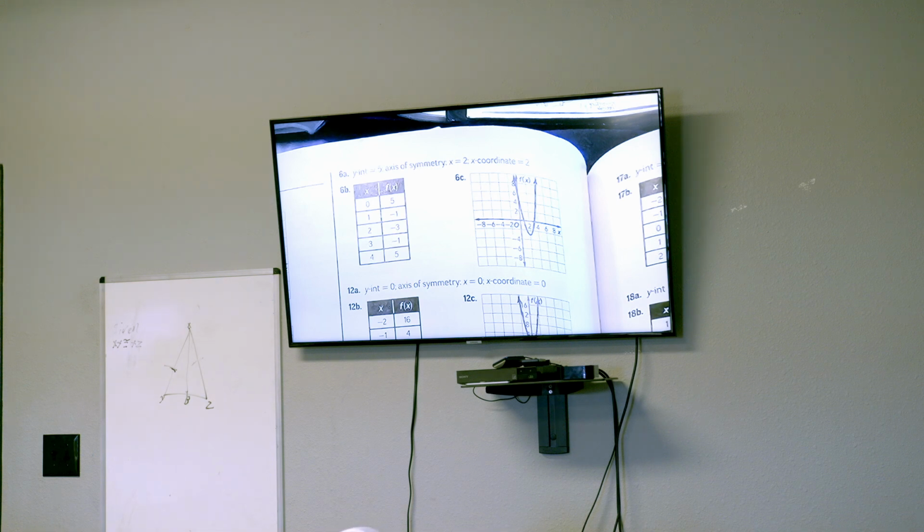Number 8 has the minimum of negative 14.25. Its domain is all real numbers, and the range is greater than or equal to negative 14.25.